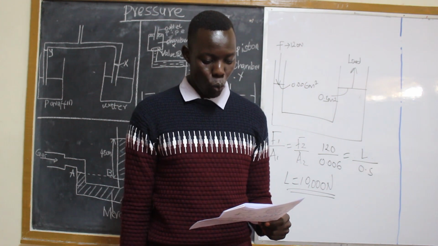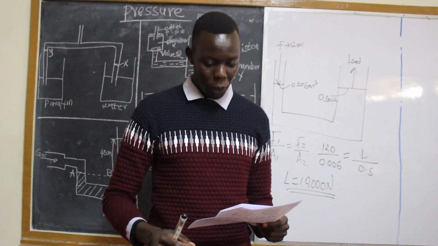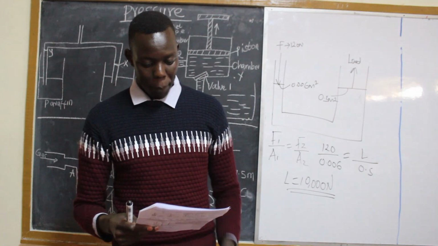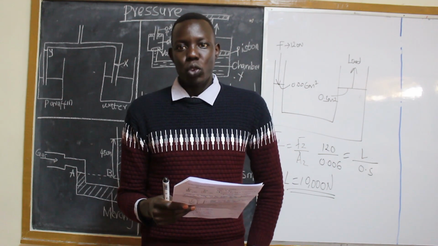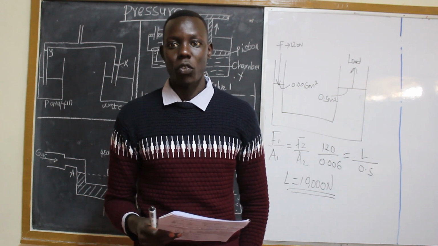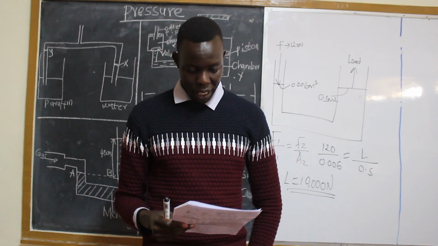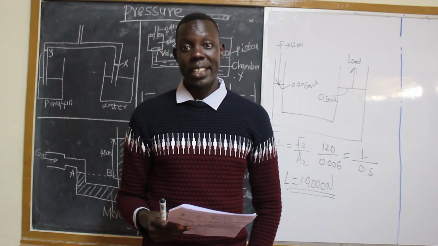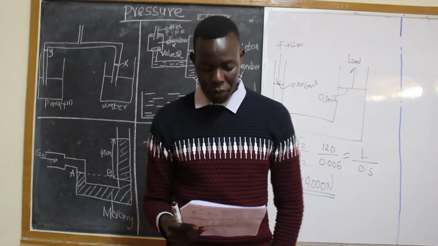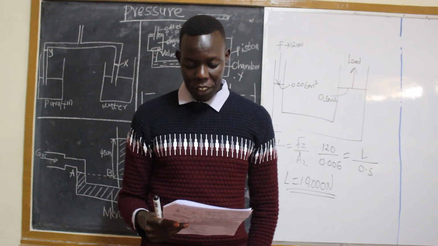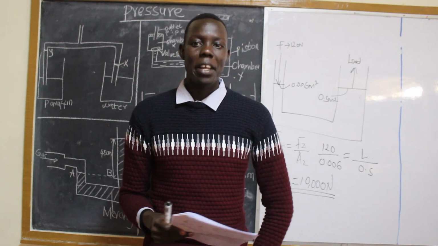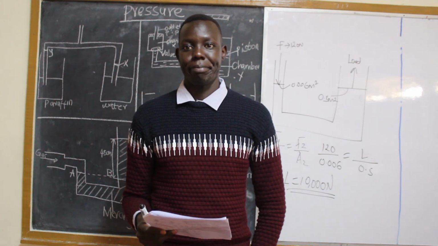Give two properties which make oil suitable for use in this machine. It's a hydraulic machine. Number one, oil does not corrode the parts of the system. Number two, it is incompressible. Oil is incompressible. It has a low freezing point and a high boiling point. That is oil: low freezing point, high boiling point.